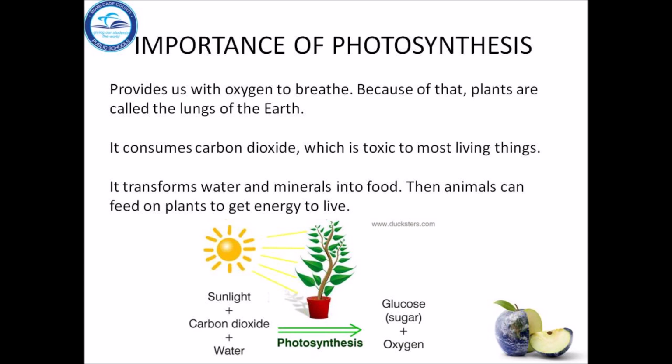Photosynthesis is a very important process for life on Earth. Plants provide us with oxygen to breathe. Because of that, plants are called the lungs of the Earth. Plants consume carbon dioxide, which is toxic to most living things. With photosynthesis, the water and minerals are transformed into food for the plants. Then, the animals can feed on plants to get energy to live.